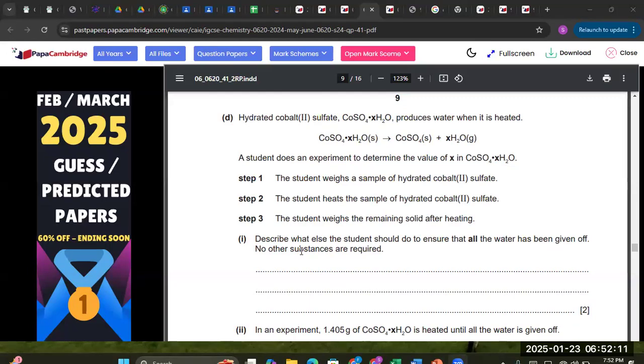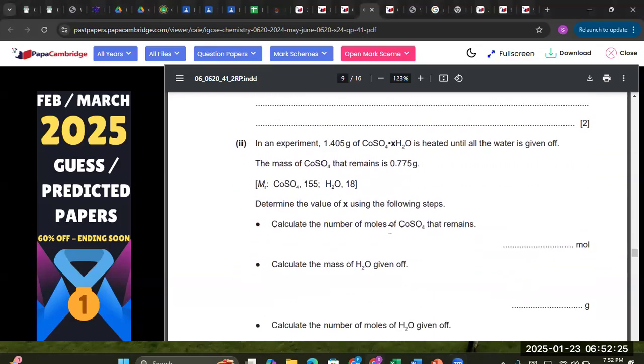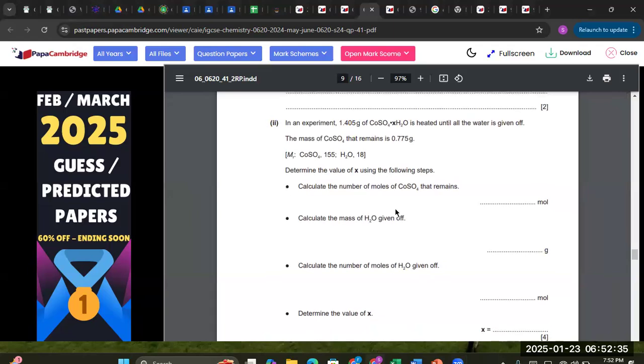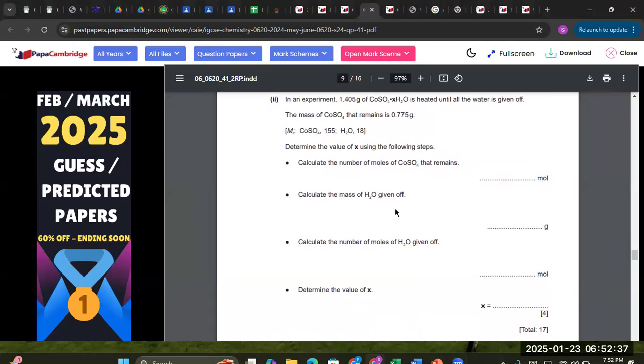I think the student should heat it again and then wait again until the mass is constant. Perfect, good job. Okay. In an experiment, 1.405 grams of copper sulfate crystal is heated until all the water is given off. The mass of copper sulfate that remains is 0.775 grams. Determine the value of x.